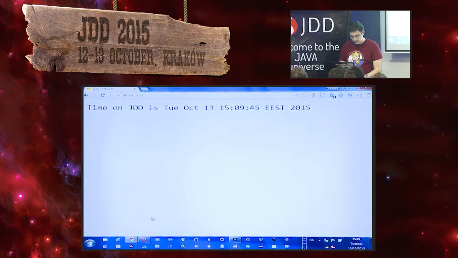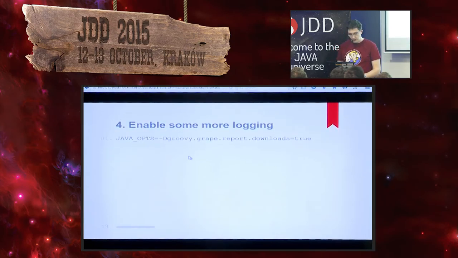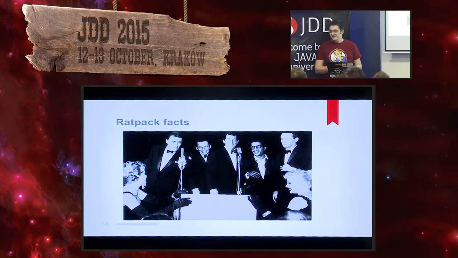Okay, so that was a quick start, and the rest of the examples will also be quite quick. But first of all, let's start with the facts about how this framework appeared, what is behind it, and who is behind it. The name came from this group. Well, honestly, I only know Frank Sinatra. I don't know the others. I'm not from the States, and probably you know some of them. Yeah, exactly.